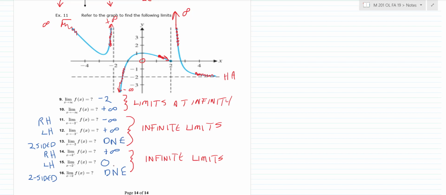Okay, so that's it. This part of the lecture was dealing with limits at infinity and infinite limits. Very easy to do if you know the rules. Okay, good luck.